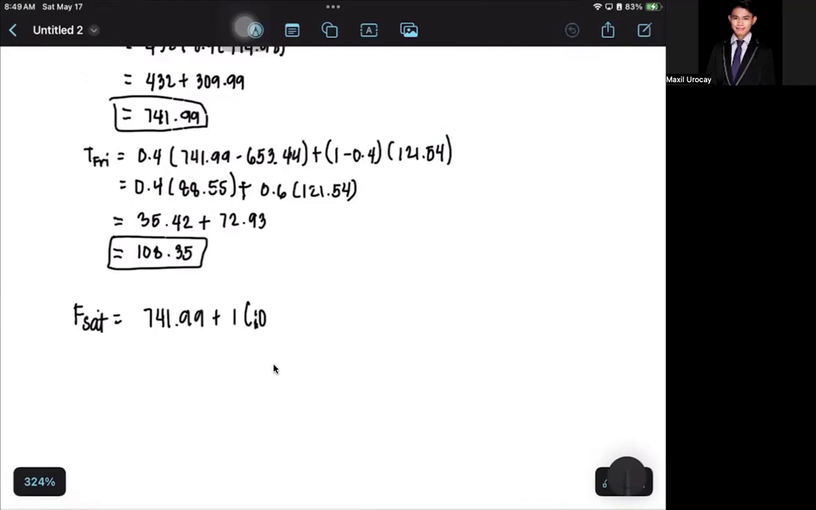I'm sorry, my stylus is not working. So 108.35. Okay, that's how you will deal with that. So calculating this right now, just distributing, do it step by step. Still 108.35. So add them, 741.99 plus 108.35. That will equate to 850.34.